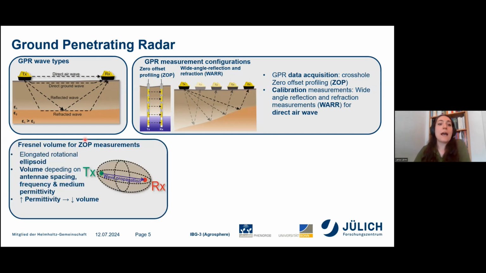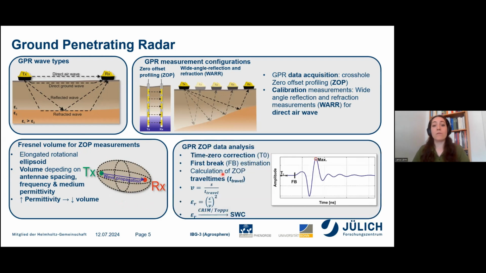Important to know about GPR, we don't just measure this straight wave between the transmitter and the receiving antenna. We measure a whole soil volume, and that is shaped like an elongated rotational ellipsoid. The volume of this ellipsoid depends on the antenna spacing, the frequency that we're measuring in, but also the medium permittivity. So if we have a higher soil permittivity, our measuring volume is smaller.